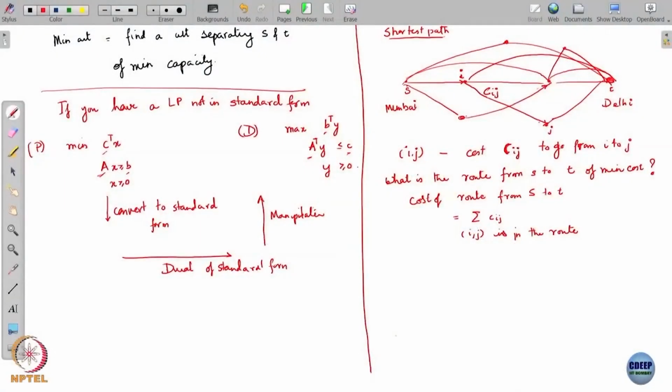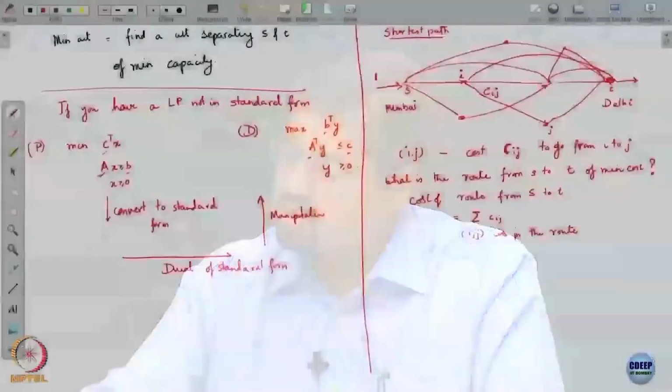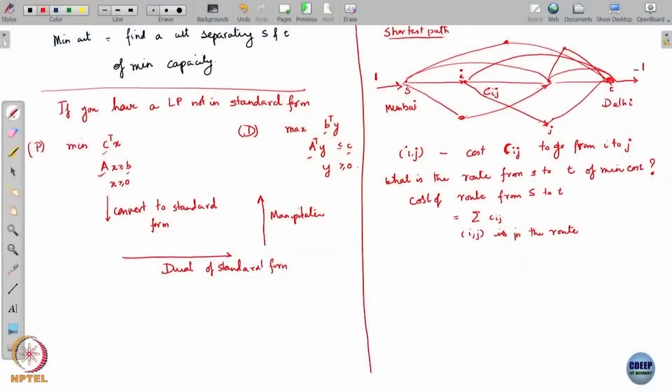Now, let me write this in this sort of way. Just imagine, suppose I had 1 unit of flow entering S, just 1 unit of goods, not 1 truck, entering node S, and which has to reach node T. So it enters here and has to reach T.